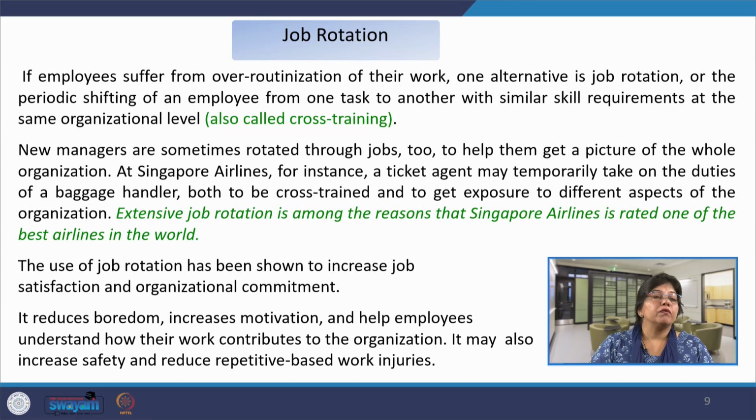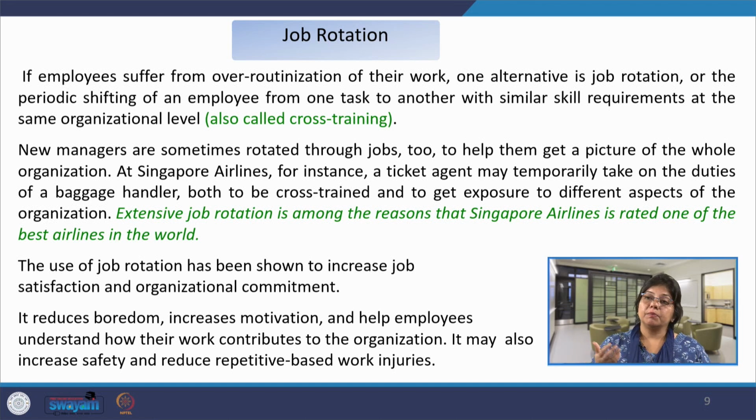When employees suffer from over routinization, when an employee is continuously doing the same job again and again on a day to day basis, it leads to boredom and monotony. So, organizations turn to an alternative solution to bring down the boredom or monotony to the lowest level through job rotation. It is a periodic shifting of an employee from one task to another with similar skill requirements at the same organization level, which is also called cross training.